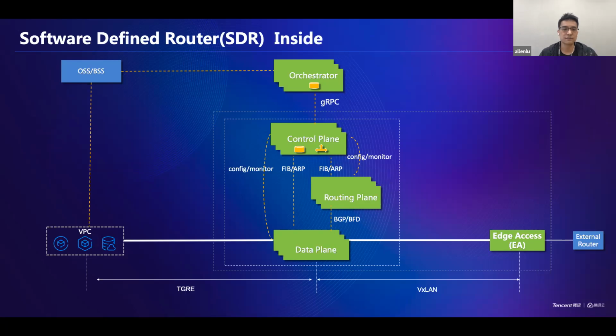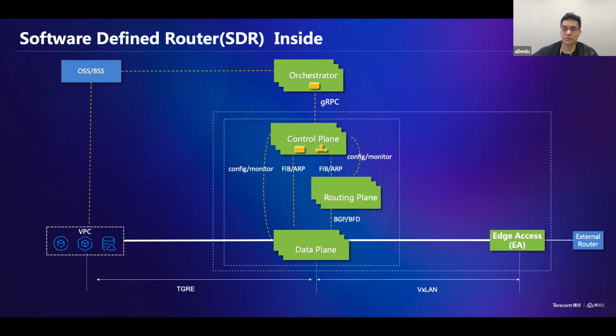work together. First, at the edge of the SDR, bottom right in this diagram, we deploy edge access switch EA to connect with external router. EA is a simple commodity switch, works at layer 2 and does layer 2 isolation for different tenants or ISPs.